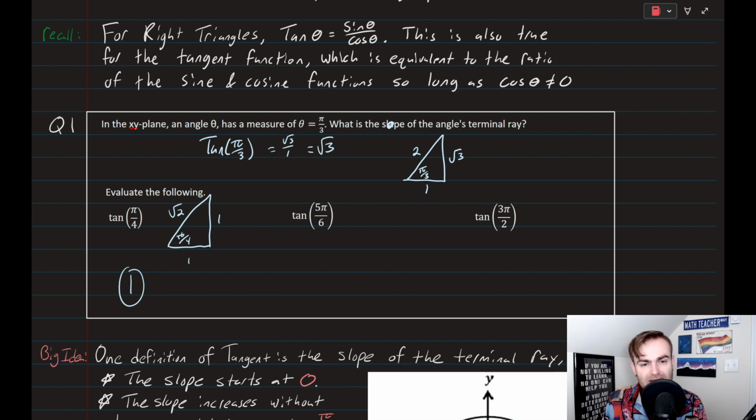5 pi over 6 is a little bit more difficult. I'm in the second quadrant because we're less than a whole pi, but more than a half. And we're 1/6 pi less than a whole pi. So I'm going to draw a 30, 60, 90 triangle with pi over 6, because we're pi over 6 less than a whole. Smallest side gets the smallest angle. So 1, root 3, 2, and negative root 3 because we're going to the left. And tangent is opposite over adjacent. So we get 1 over negative root 3.